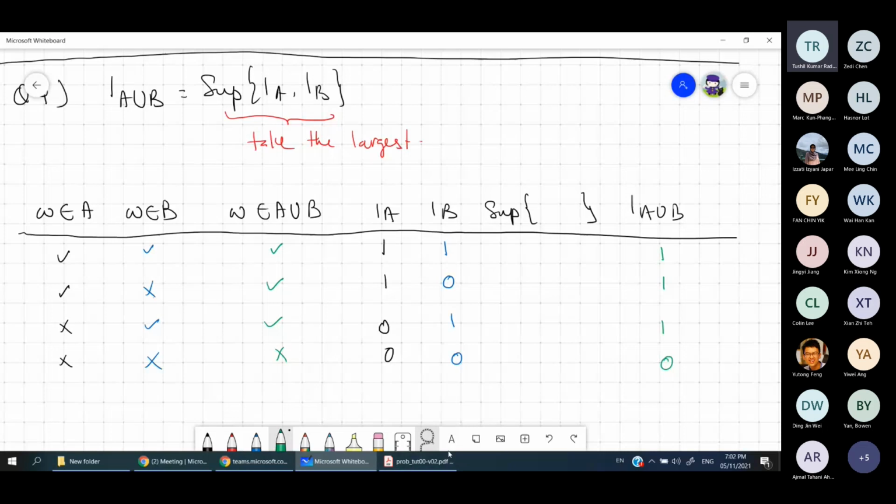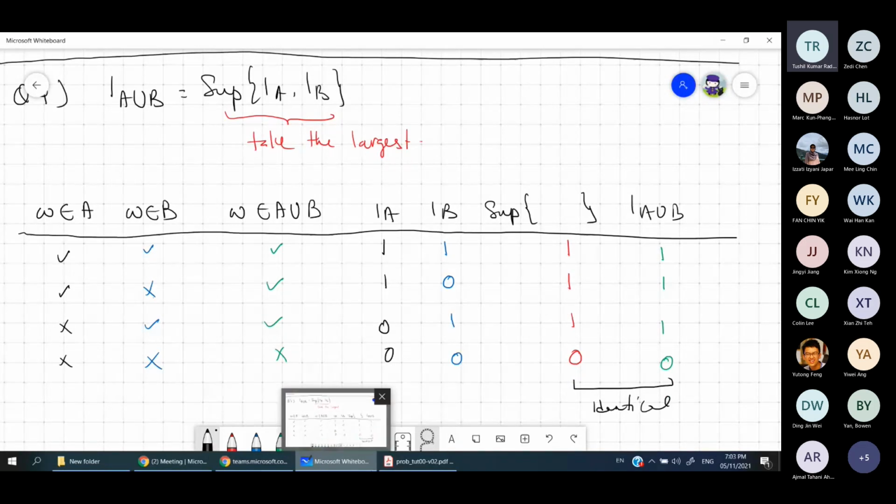So 1, 1, the largest is 1. You only have 1, 0. So you can see these two are identical. That's the way. It's not difficult. That is still another equality, right? So that is another one, 1A plus 1B minus 1 of A and B. It's not difficult, but it's just complicated. You need to take a bigger paper to draw this table to do it.